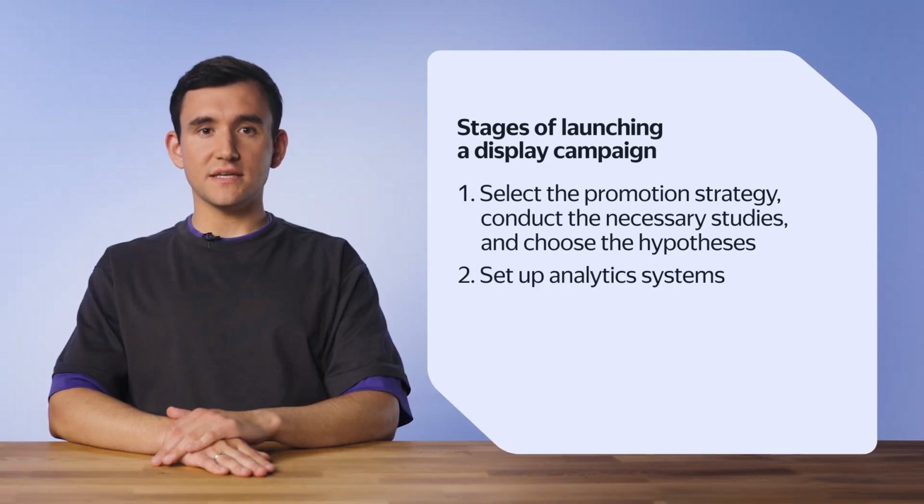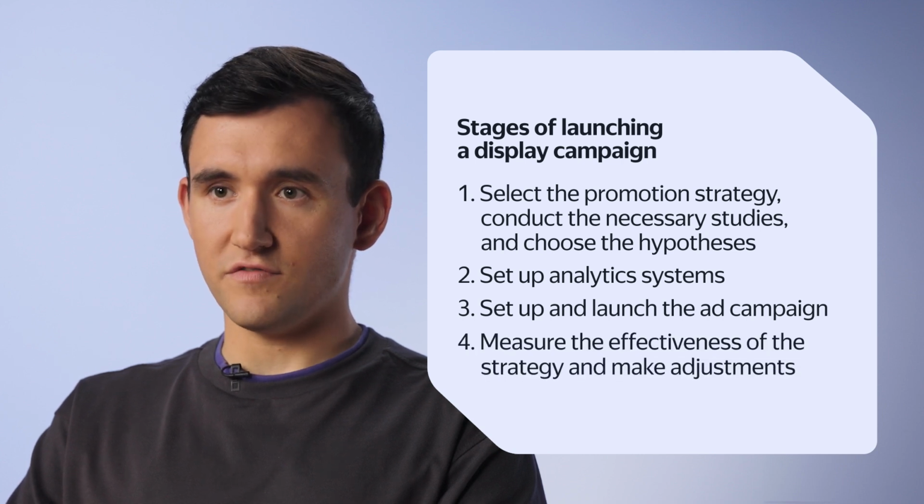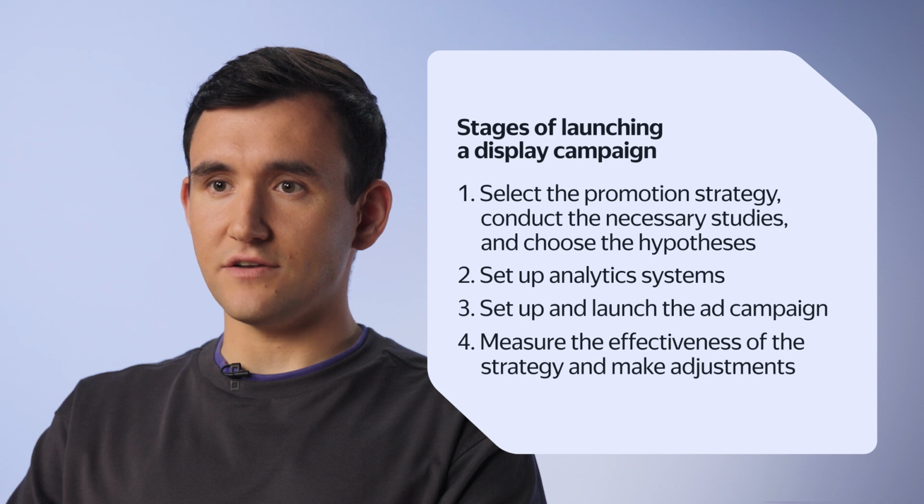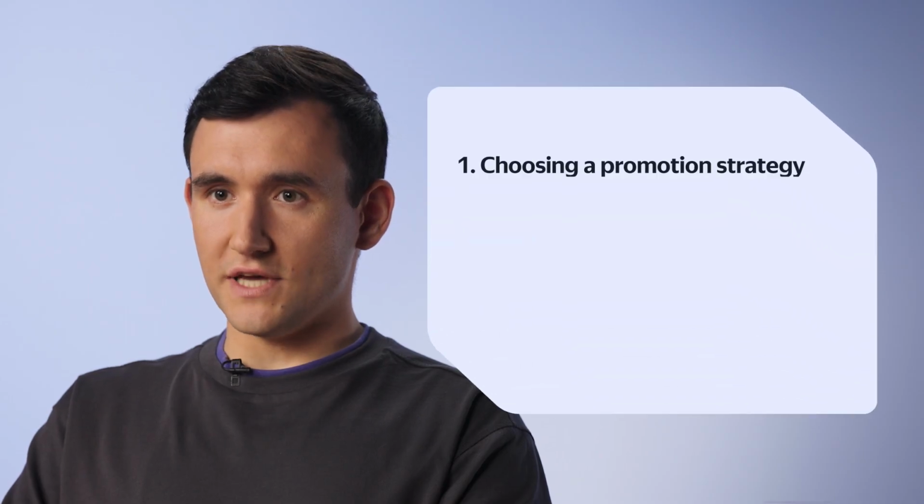Next, we need to set up analytics systems. This is absolutely vital because analytics allow us to measure the effectiveness of our advertising. Step number 3 involves setting up and launching the ad campaign itself. And fourth and final step is analytics and optimization. It's at this stage that we measure the effectiveness of our chosen strategy and make the necessary adjustments. Let's break it all down.